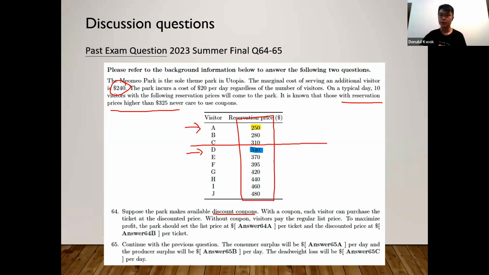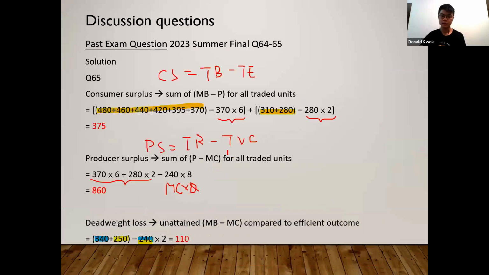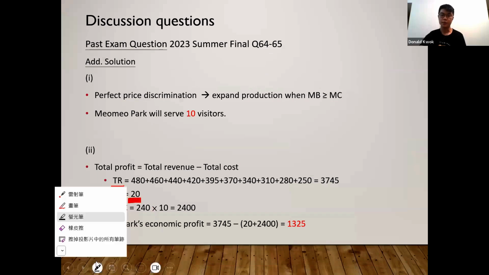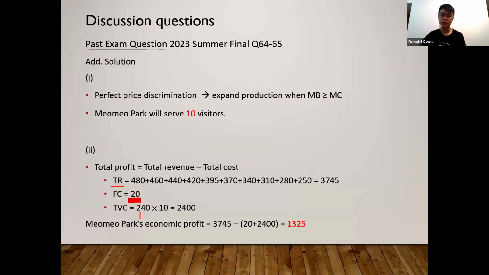How about the total cost? It is decomposed into two parts again. The fixed cost will be 20, directly given in the question here. And for total variable cost, it will be the marginal cost of 240 multiplied by the quantity of visitors served, 10 units. So we have the total variable cost here. And after a simple calculation, you should be able to find the park's economic profit, which is 1,325.